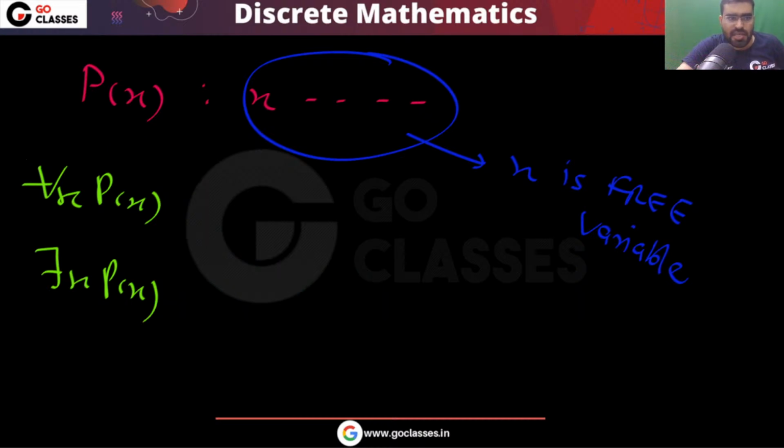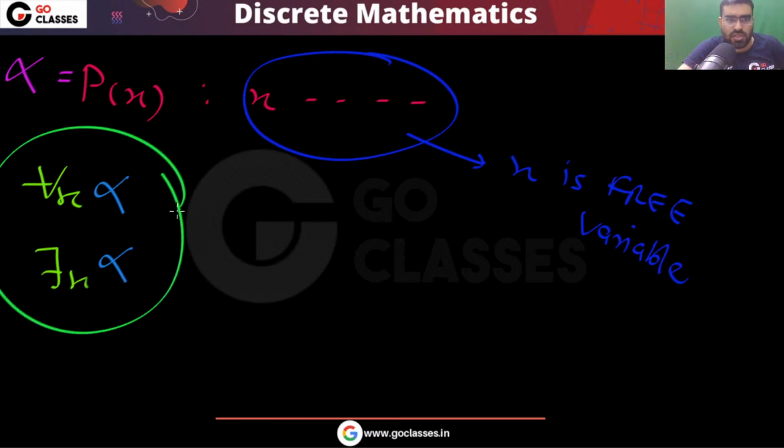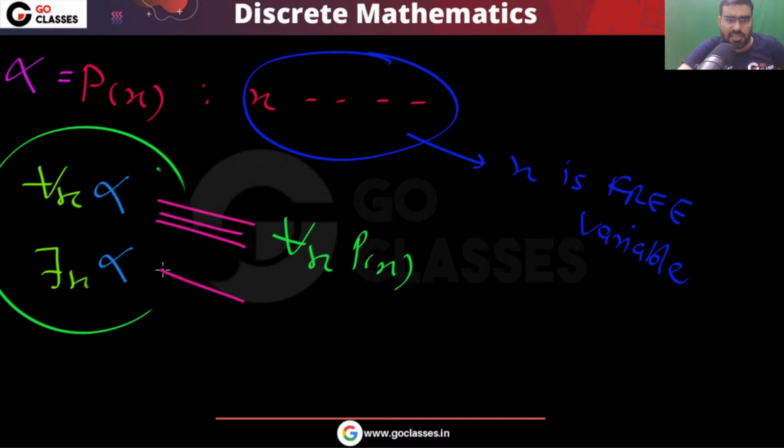But the same thing, he's just saying that this x is a free variable. He's just saying that this Px is basically alpha. In the question, he is saying that this Px is basically alpha, because in alpha you have a free variable. So this is basically the same as what? This is basically the same as for all x Px, right? Yes or no? And this is basically the same as there exists x Px.